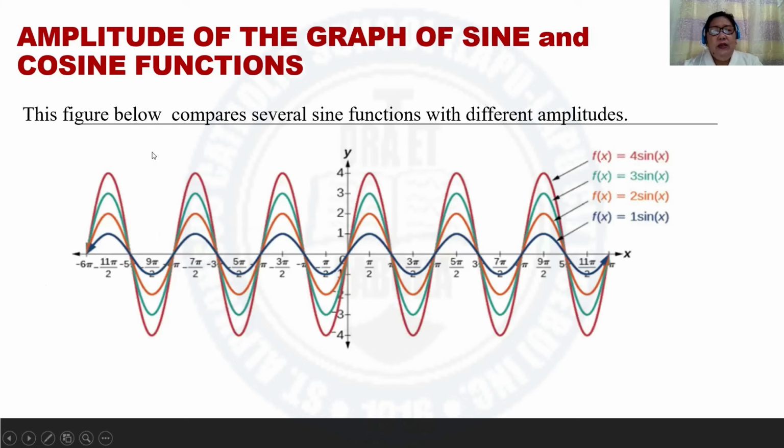Okay, look at the figure. This figure compares several sine functions with different amplitudes. The blue one is the original f of x is equal to sine x, or 1 sine x. Then you have the orange, which increases. Then you have the blue. And then you have now the maximum, or the highest curve, with the function f of x is equal to 4 sine x. And the lowest, or the minimum, you have for f of x is equal to sine x.